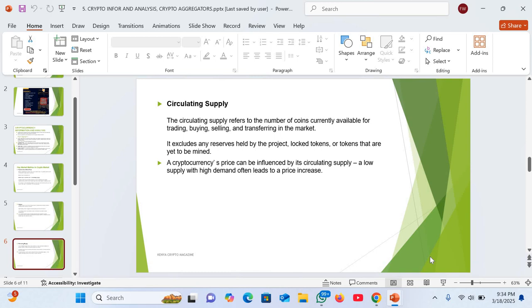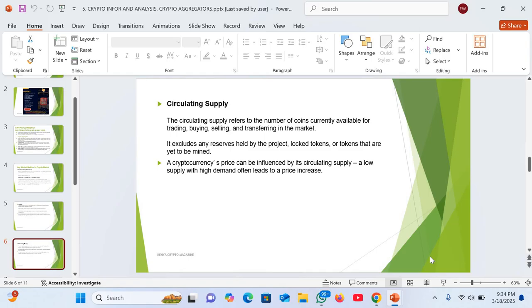So I want to help you. I want to explain some different terms here, so that at least you are able to understand the difference between circulating supply, the total supply, and also maximum supply. And Bitcoin is a very good example. Bitcoin has a total supply of around 21 million. Out of the total supply of around 21 million, the maximum supply, the circulating supply is around 19 million and something.